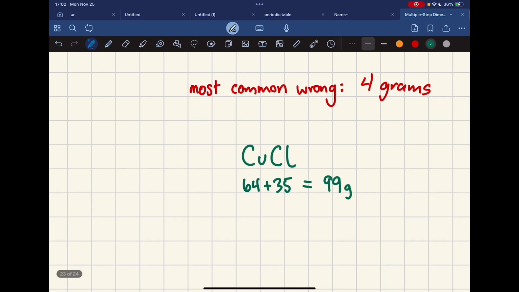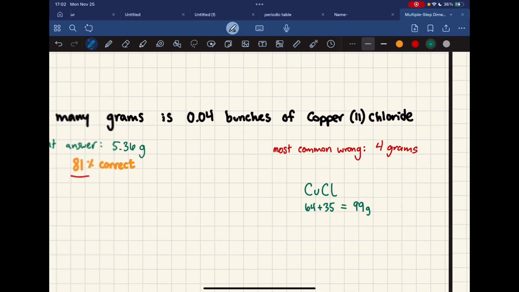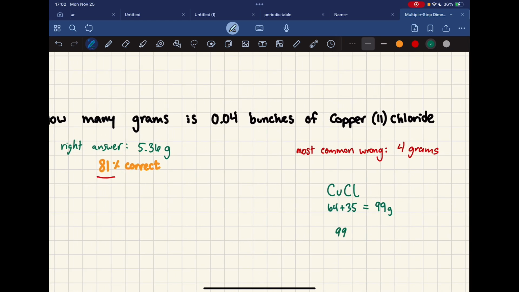And then you did, pretty sure, 99 times 0.04, which would be the correct math to do, right? And that's how you got 4. That would be the correct math to do. We want to multiply by 0.04, but your problem is that that's not copper 2 chloride.